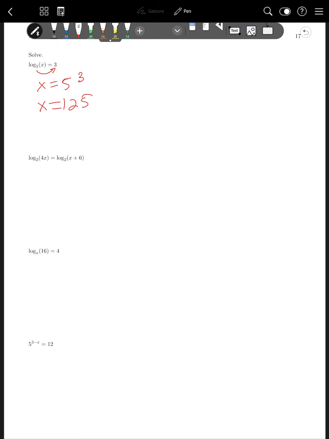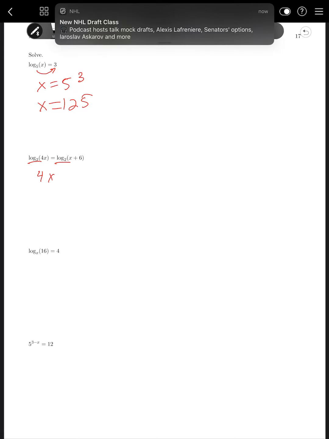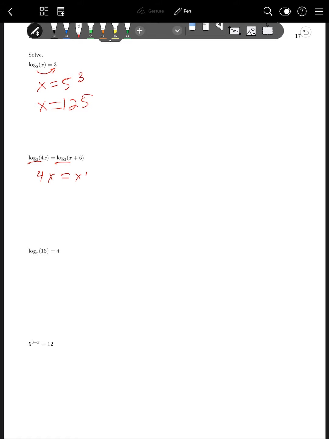Okay. Second one, you've got 2 logarithms, so you can get rid of them because they have the same base. So 4x equals x plus 6, and just solve. So subtract x, so 3x equals 6, divide by 3, and x equals 2.